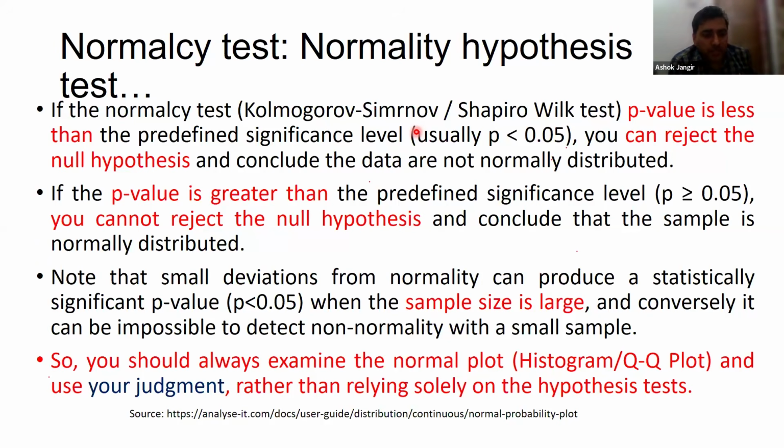So in this condition, we should always examine the normal plots, that is the histogram and QQ plot, and use our judgment rather than relying solely on these hypothesis tests, solely on the Kolmogorov-Smirnov or Shapiro-Wilk test. So we first perform the test, and after that we use our judgment, using the histogram and QQ plot, on whether this particular quantitative variable is normally distributed or not.